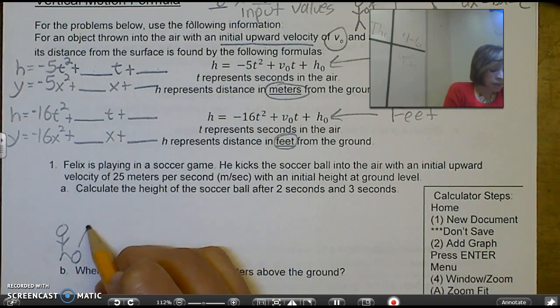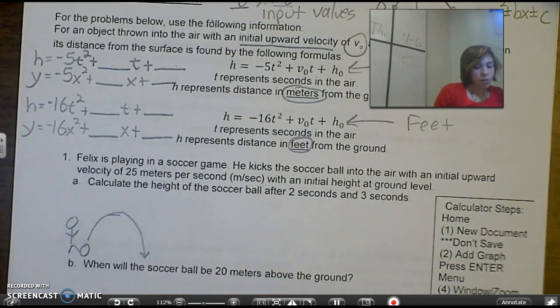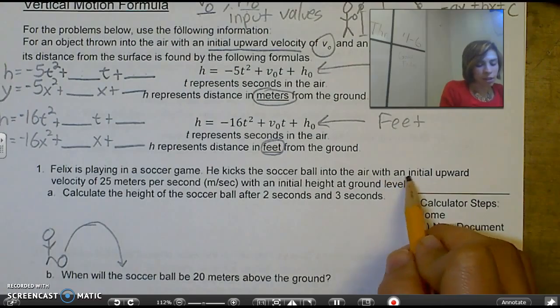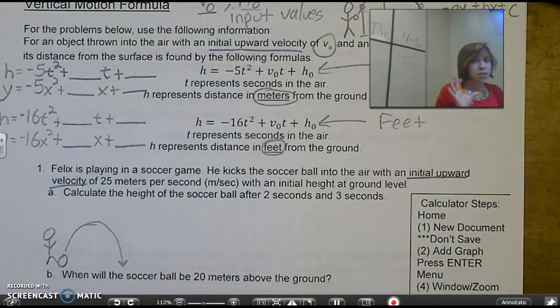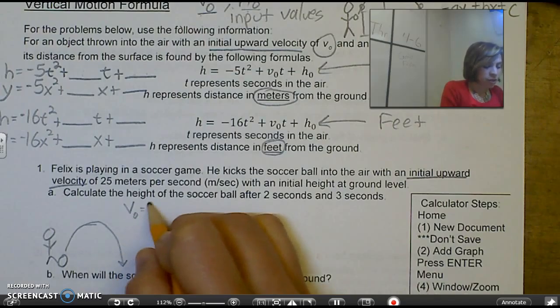It's going to go up in the air, and it's going to come down with an initial upward velocity. Okay, so these are key words here. I know my upward velocity is something that I need, so I'm going to be listening when I hear that. So my initial upward velocity is 25 meters. So my initial velocity is 25 meters.